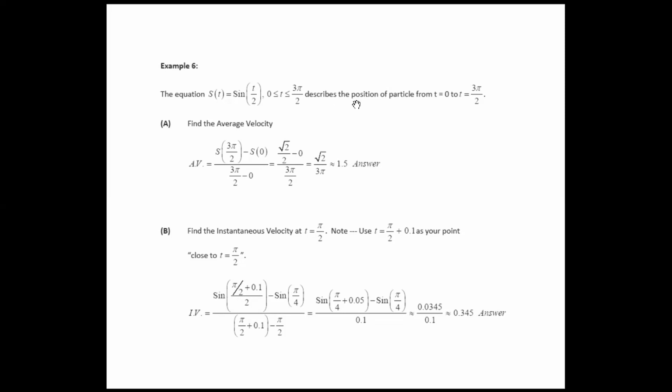So this is a lot busier looking. When you look at it, it's s of 3 pi over 2 minus s of 0 over 3 pi over 2 minus 0. That's just filling into the average velocity equation. And right here, this is s of 3 pi over 2. But this is t over 2. So if t is 3 pi over 2, 3 pi over 2 divided by 2 is 3 pi over 4.